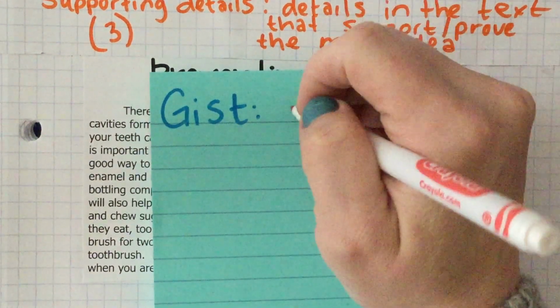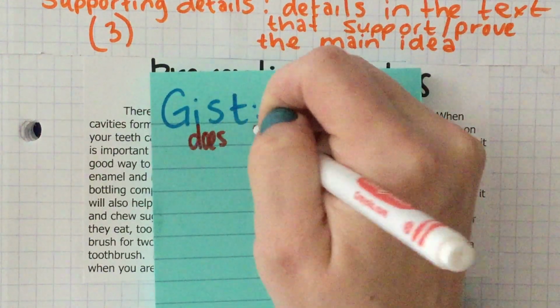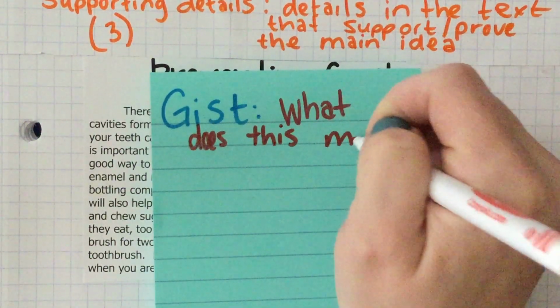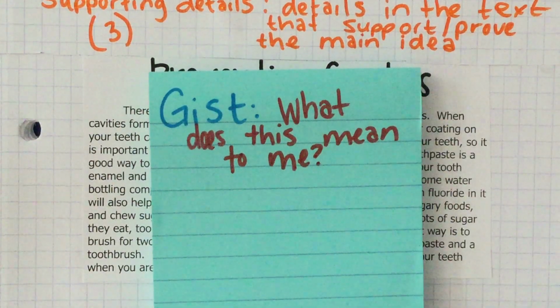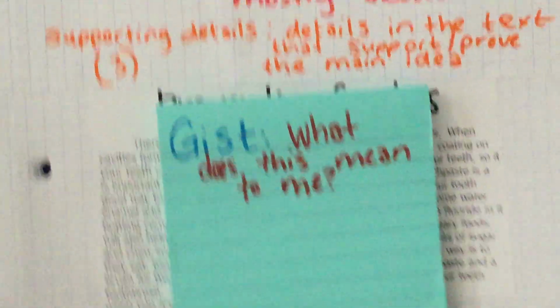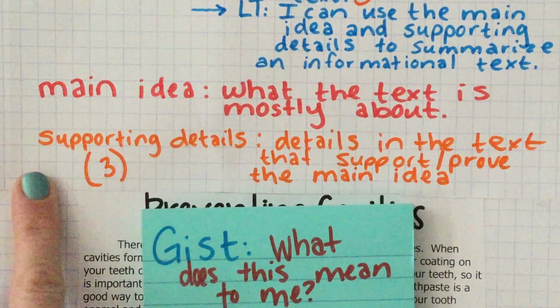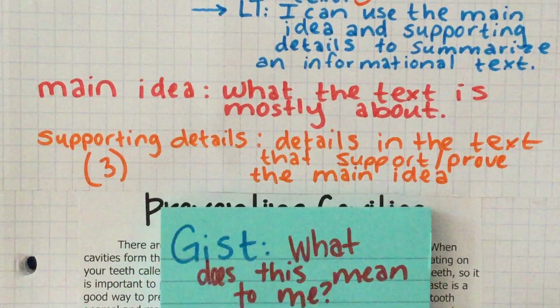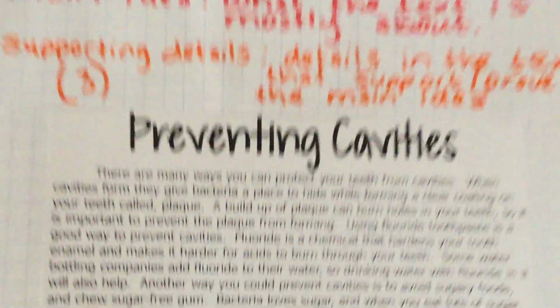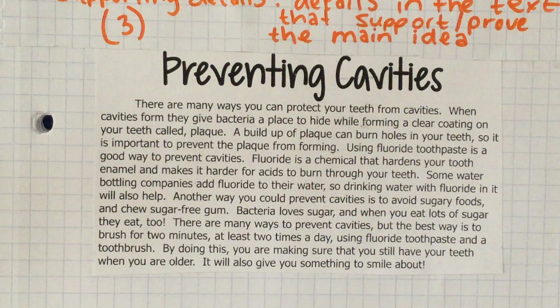So remember, you're thinking, what does this mean to me? And as you're thinking about the answer to that question, that is what's going to help you figure out the main idea, and that's what's going to help you figure out at least 3 supporting details that support that main idea. So go ahead and pause the video, do your second read, and find the gist.